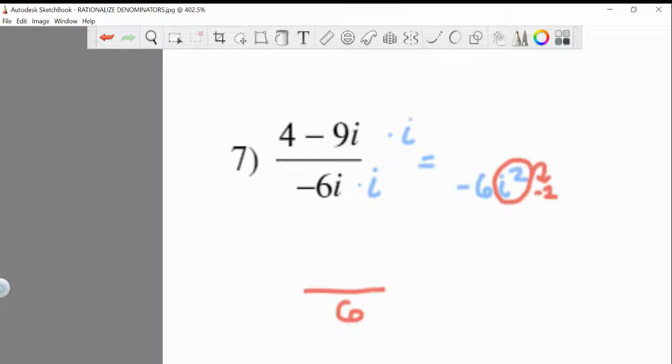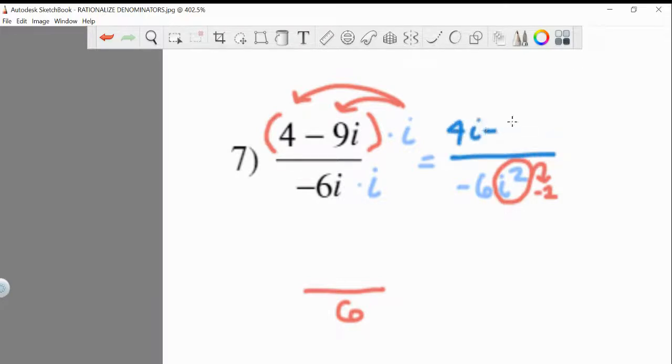Not that hard. You guys have done it before. Did it on Tuesday. Did it for the homework. We just need to distribute this, okay? We've got a double times I. We've just got to make sure that we multiply I by both of them. And so on top, we will get 4I minus 9I squared. And make sure that you're multiplying the I by both pieces.